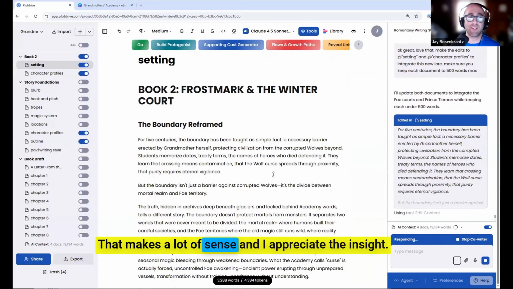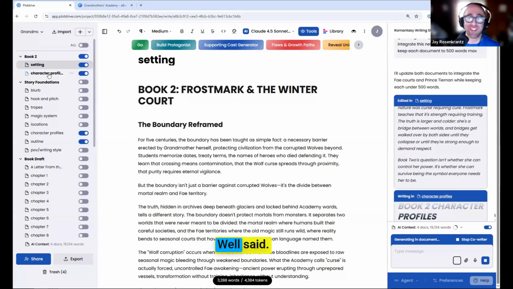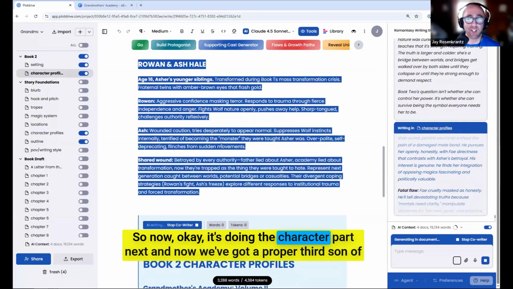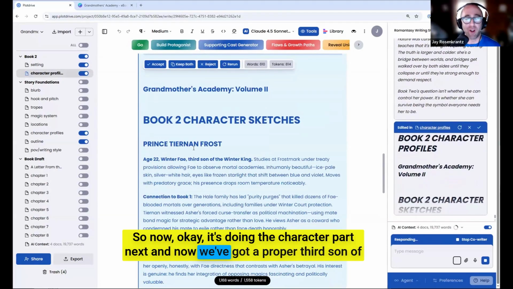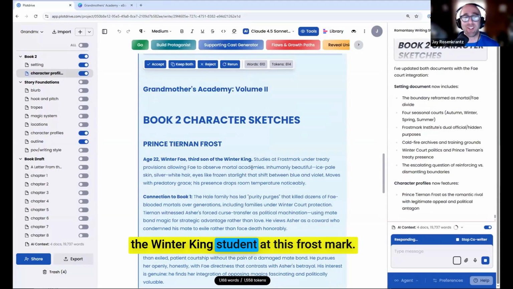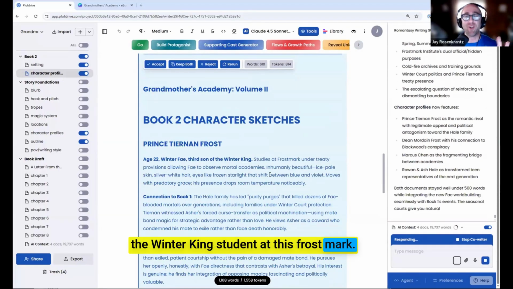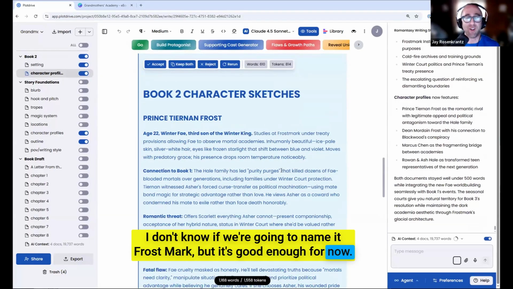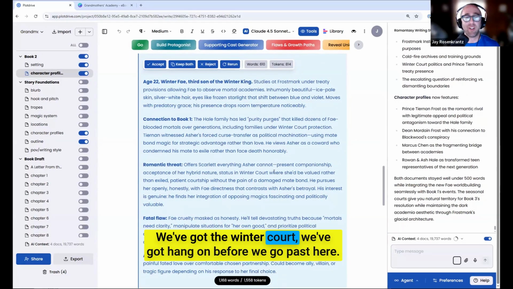That makes a lot of sense. And I appreciate the insight. Well said. So now, okay, it's doing the character part next. And now we've got a proper third son of the Winter King student at this Frostmark. I don't know if we're going to name it Frostmark, but it's good enough for now. We've got the Winter Court.